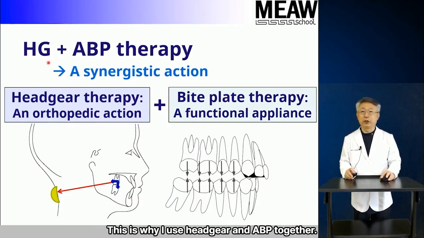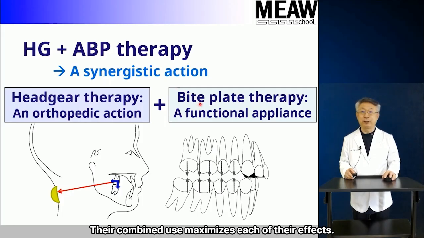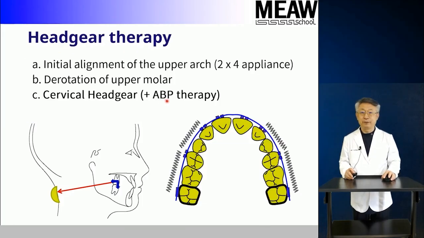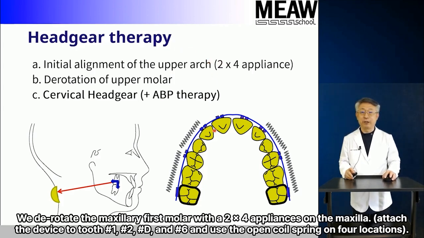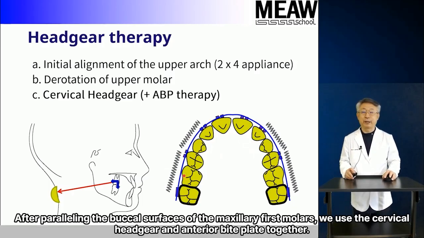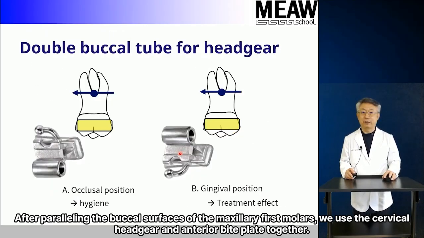This is why I use headgear and ABP together. Their combined use maximizes each of their effects. Let's review this again. We derotate the maxillary first molar with a 2-4 appliance on the maxilla. Attach the device to tooth number 1 or 2, and use the open coil spring on 4 locations. After paralleling the buccal surfaces of the maxillary first molars, we use the cervical headgear and anterior bite plate together.